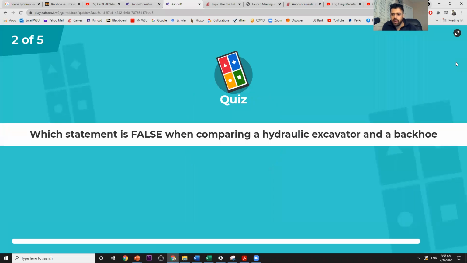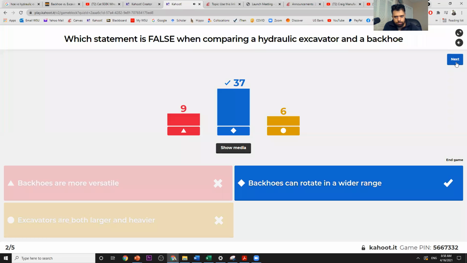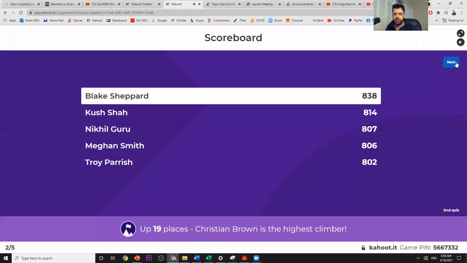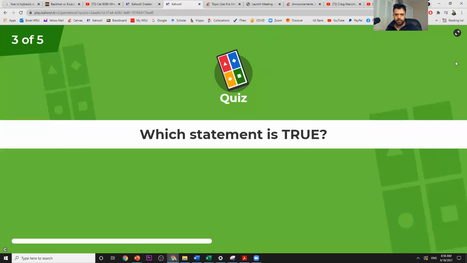So we are comparing a hydraulic excavator and a backhoe. Yeah, hydraulic excavators can rotate a wider range. The entire cabin could rotate, not the backhoe.